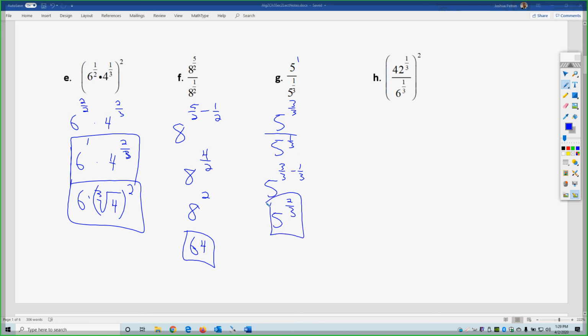All right, last one. Power of a quotient, which means it goes to both. Whenever there's a parentheses, basically share with everybody. Don't be stingy. So 6 to the 2/3.